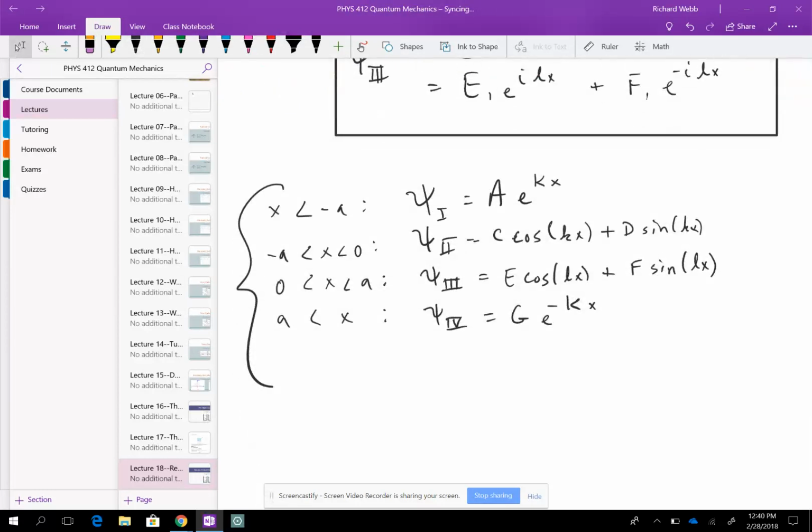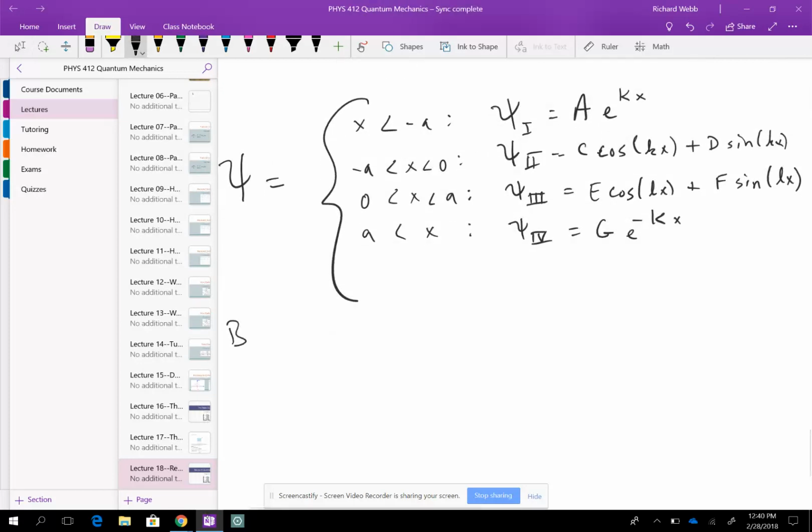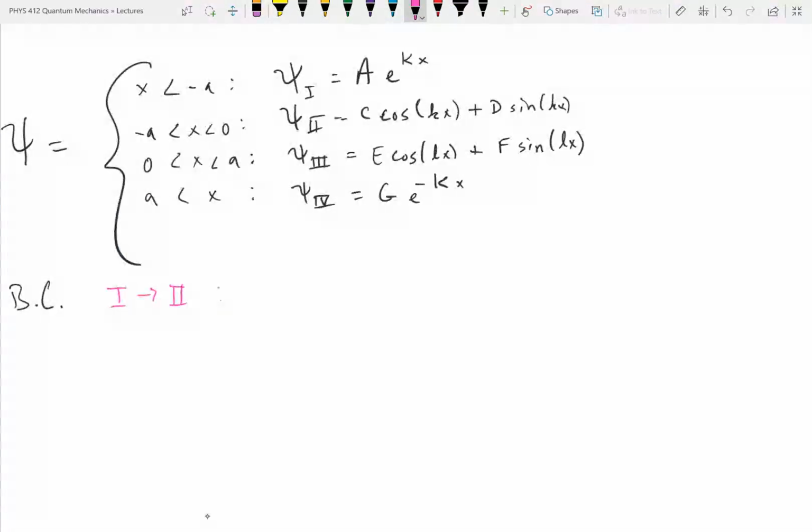All righty. There's our solution. Now boundaries. BC for boundary conditions. One to 2. What are my 2 conditions I'm going to have? Okay, so they have to be continuous. And in this case, the derivative also needs to be. Right. So let's just apply the first one. So that would mean that psi 1 of negative A has to be equal to psi 2 of negative A.